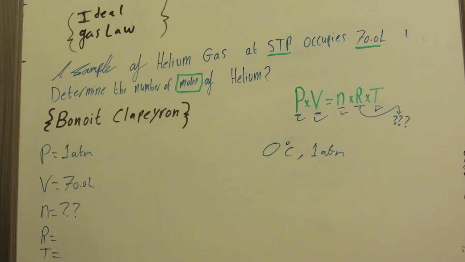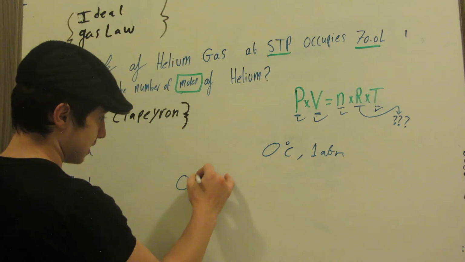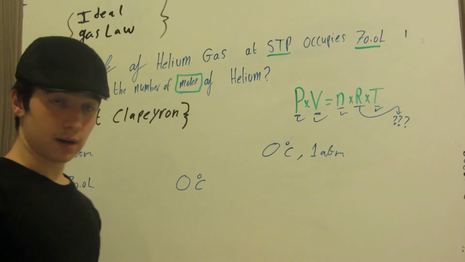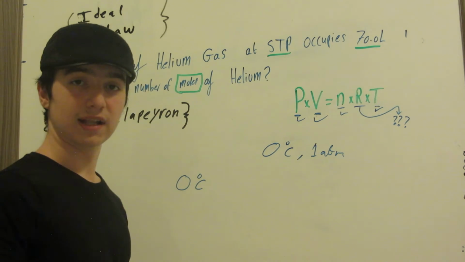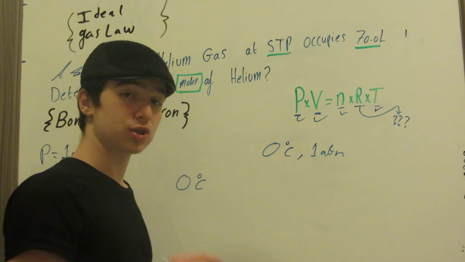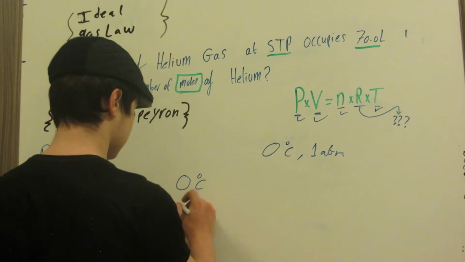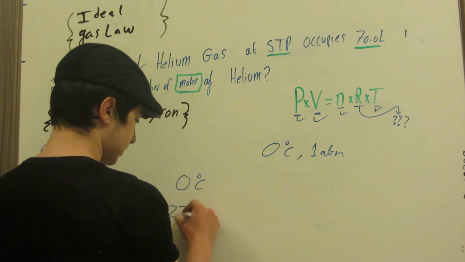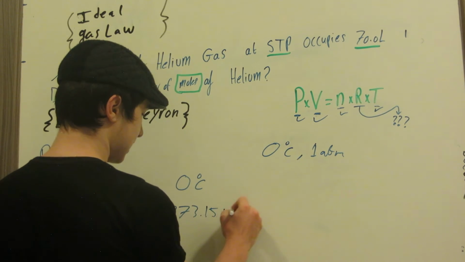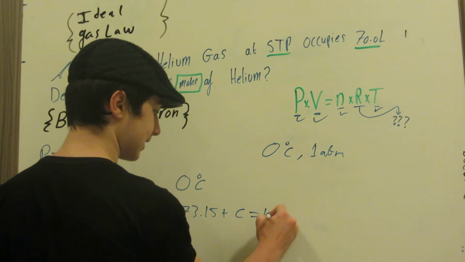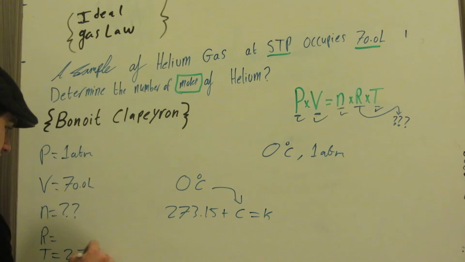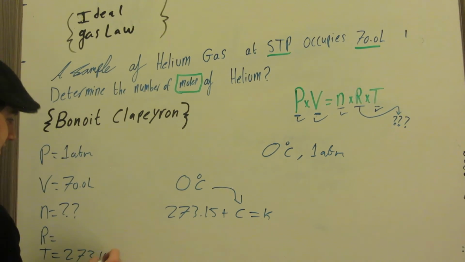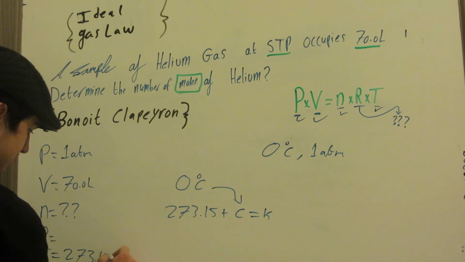T is given as standard temperature, which is 0 Celsius. Now, 0 Celsius isn't accepted in chemistry, especially in the ideal gas law or in gases. We need to convert any Celsius value into Kelvin. So the unit of temperature must be Kelvin, no matter what. In order to do so, we add 273.15 to the number of Celsius to get Kelvin. So 0 is placed right over here, and the number is simply 273.15. Alright, Kelvins. Let's put the unit.